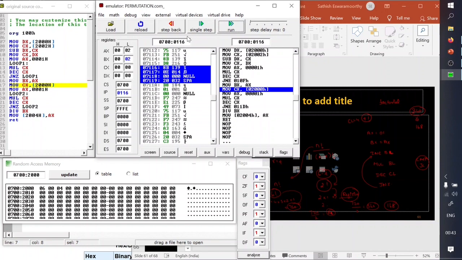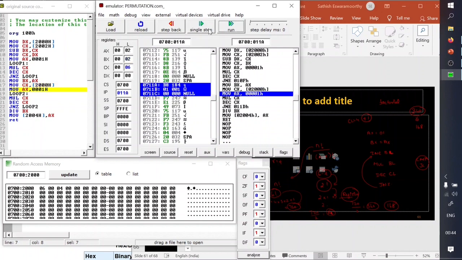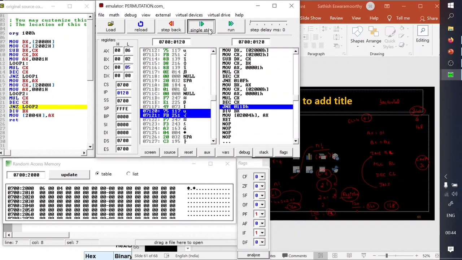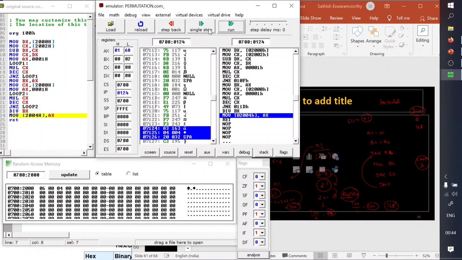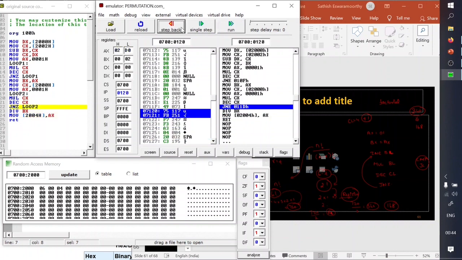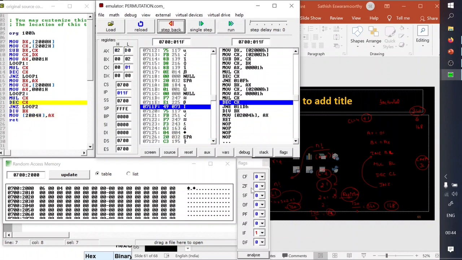So MOV BX, AX, which means the AX value is moved into BX. And after that I have to take the 6 factorial, right? I can move the value 6 to the count register, so that I can calculate my 6 factorial. Again, I have to repeat the loop 6 times: 1, 2, 3, 4, 5, and 6. So 6 is completed, and after that the zero exists. Previously no zero existed.